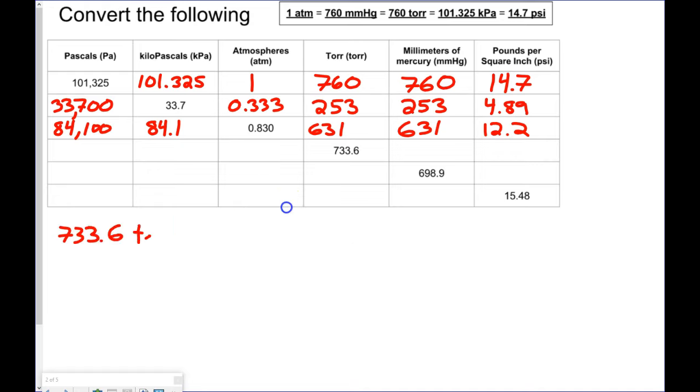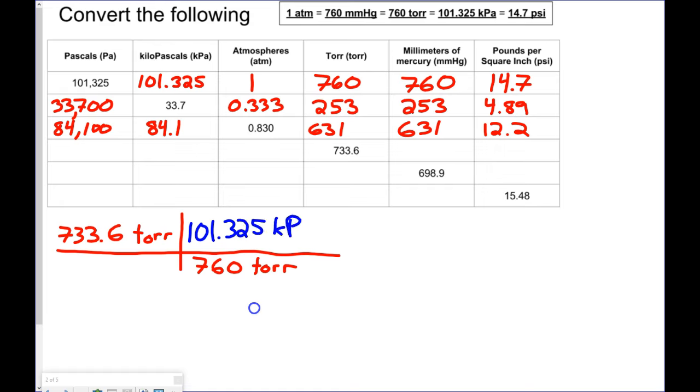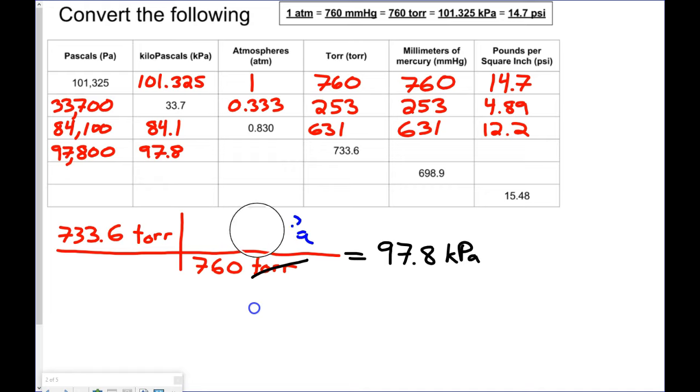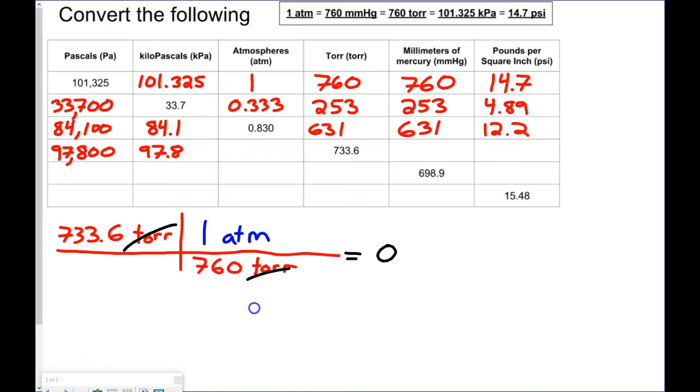In this case, I'm starting with 733.6 torr. I'm going to be converting that into kilopascals. 760 is equal to 101.325, pulling that from right up there. Cancel out the torr. What I'm left with is 97.8 kilopascals. To go from kilopascals to pascals, just move that decimal point 3 to the right, multiply it by 1,000. Let's clean that off. Remember, 760 torr is 1 atmosphere, so now I'm just dividing that there. I'm left with 0.97 atmospheres, so just a little bit below what we're used to.